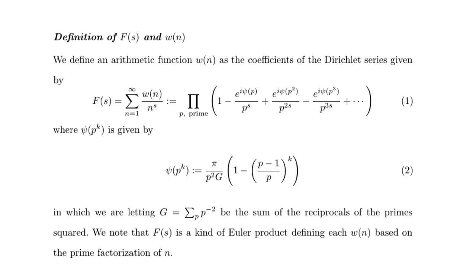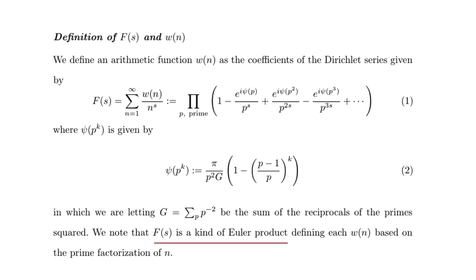In the paper, Sky gives us his initial definitions, right? And then he says w is a kind of Euler product defining each w of n based on the prime factorization of n. What does that mean? This sends our video on a tangent, but it is necessary to really fully understand the function that Sky's paper is centered on. And besides, the math involved here is really cool, and it's worth knowing in its own right. So we're going to do a quick dive into something called an Euler product.